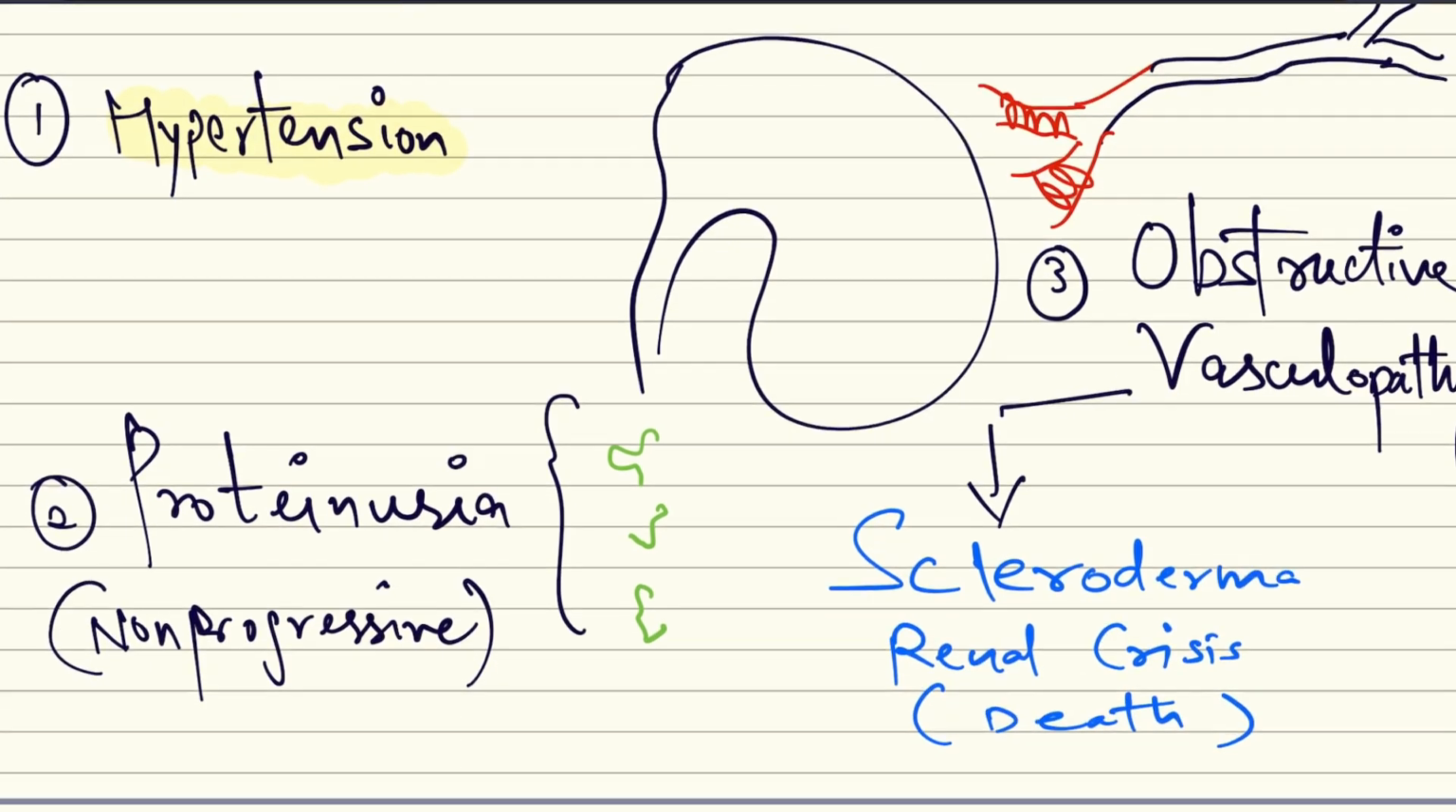Also, there is loss of proteins in the urine. This is called proteinuria, and this proteinuria in systemic sclerosis is non-progressive proteinuria. Also, there occurs obstruction in the cortical renal arteries. This is called obstructive vasculopathy, and because of obstructive vasculopathy, they are prone to scleroderma renal crisis, and it is the major cause of death in patients of systemic sclerosis.